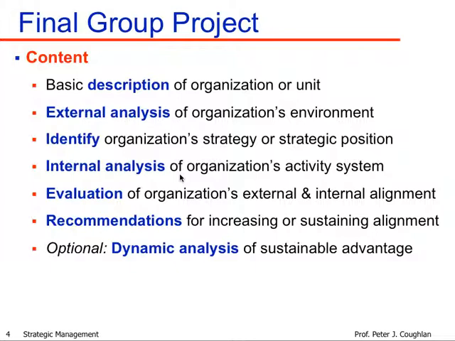And then we're going to go through what we've done in the course. First, of course, the external analysis: understand the organization's environment, identify the organization's strategy or strategic position. Sometimes you may think they don't have a strategy, and you'd have to explain why that's the case. But if they do have a strategy, you identify what you think it is, which may or may not be what's in their public strategy documents. Then internal analysis of the organization's activity system, evaluation of the organization's external and internal alignment, and recommendations for increasing or sustaining alignment. So really, what do you think they should do going forward.